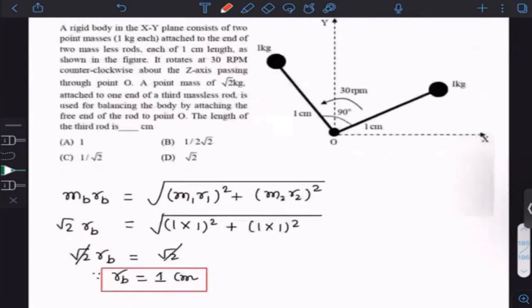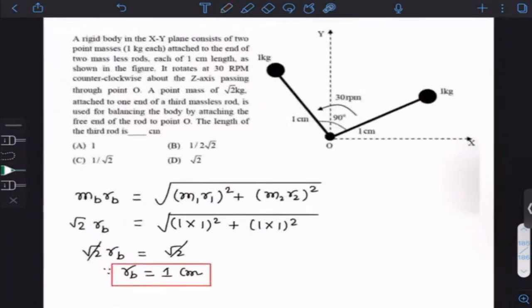So that is a quite simple problem. RB is 1 centimeter. The right answer is 1. Very easy problem. It was very, very easy. Okay, guys. Great. Done. Next problem, guys, we can see.